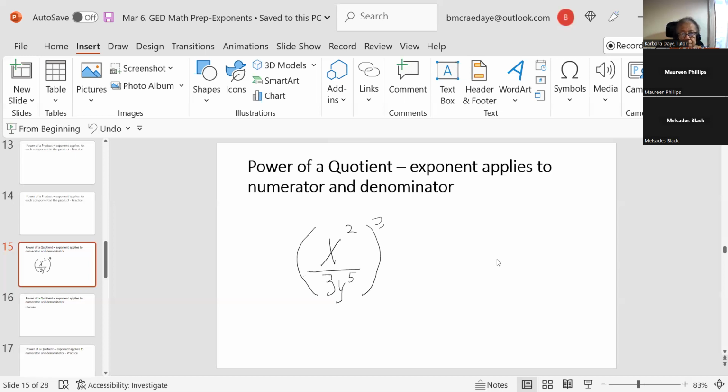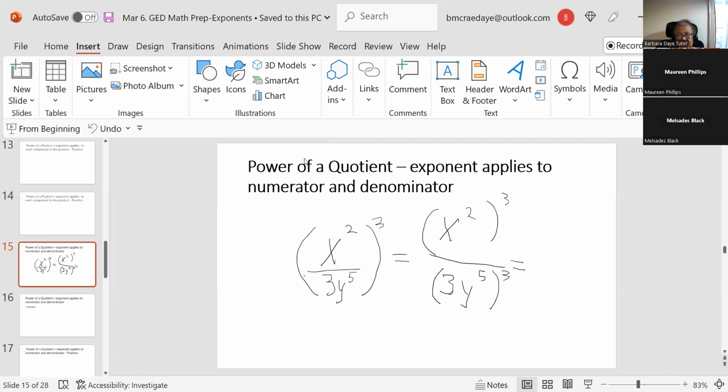Maureen, did you do that one? I need you to do it. Tell me the answer. Remember, you're going to apply the power 3, and let me just write it out here for you. You're going to apply that exponent to the numerator, so that would be x to the second, apply the third power. And let's go to the denominator, 3y to the 5th, and apply the third power. You're going to leave that one in this format once you get the answer. So Maureen, what do you get for the first one?